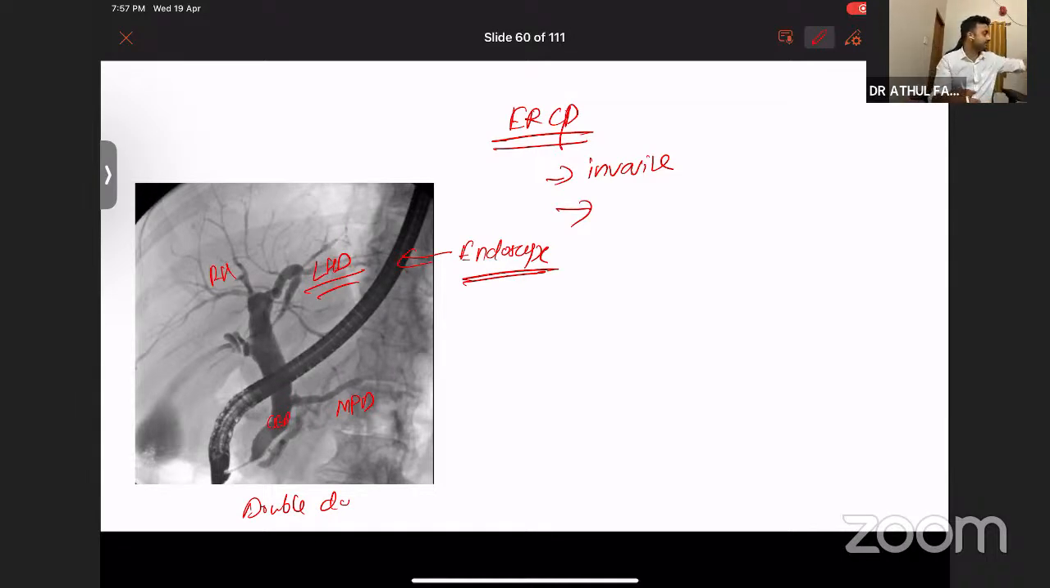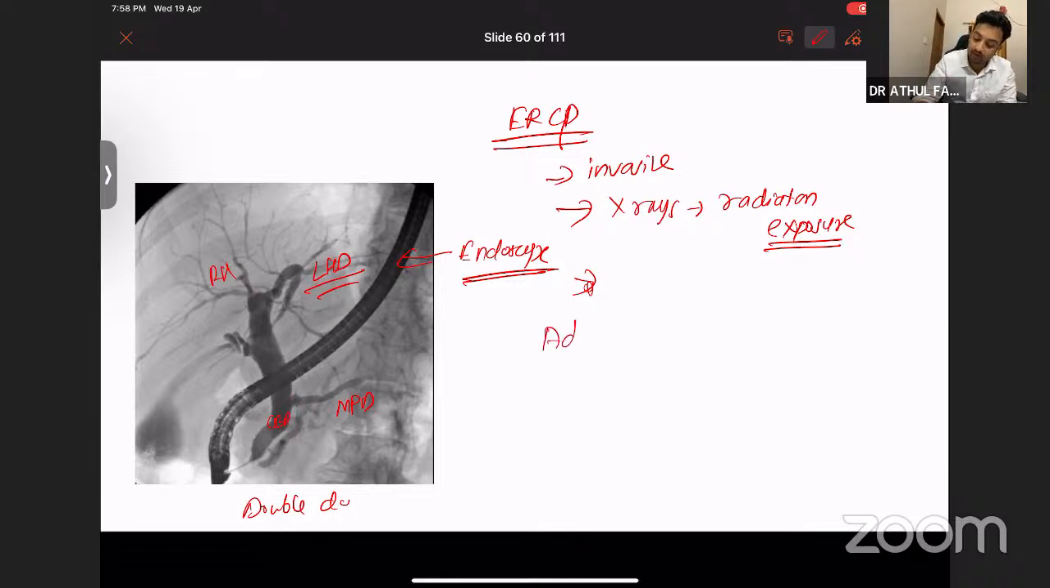You take X-rays, so there is radiation exposure. It is invasive. It can result in pancreatitis. The procedure can be associated with pancreatitis. All these are the complications of ERCP. But the advantage is it is the gold standard. So you can take HPE. That is the advantage of ERCP.